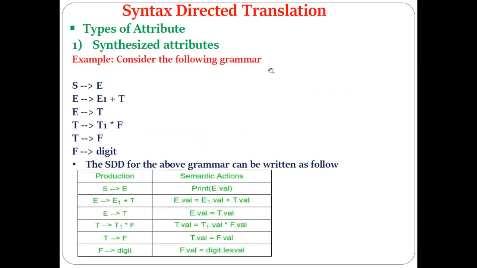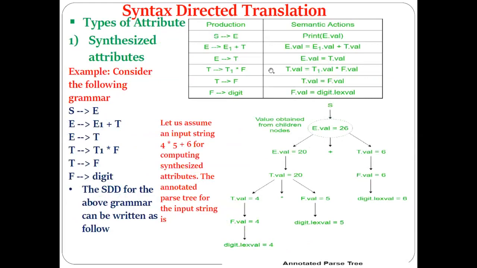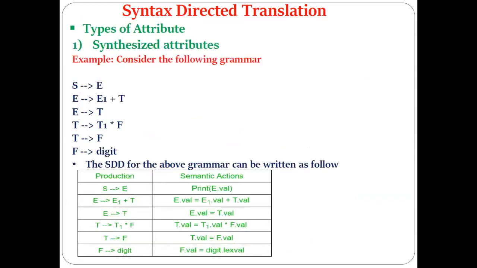This is the example we have given. You can see here we have given the following grammar. S derives E, then E derives E1 plus T. E derives T, T derives T1 into F, T derives F, and F derives digit.